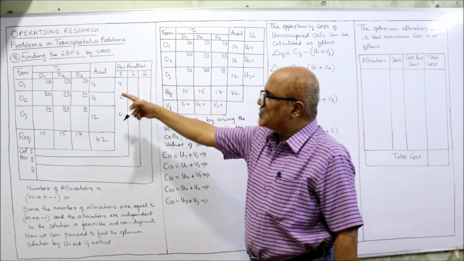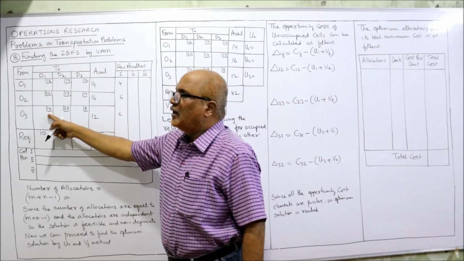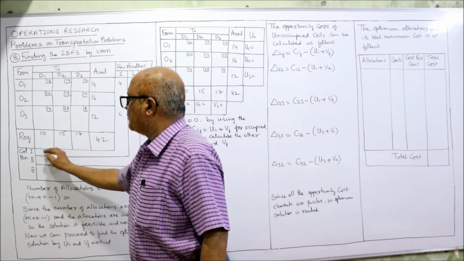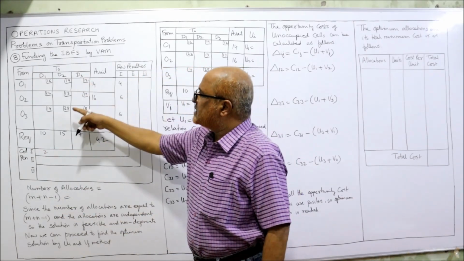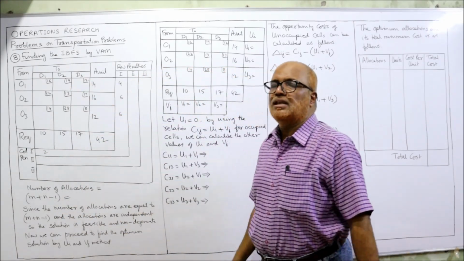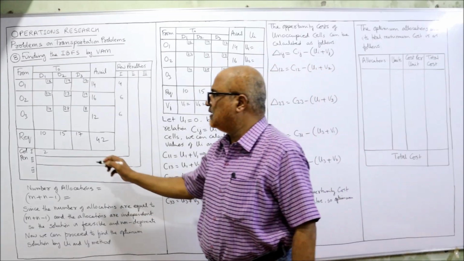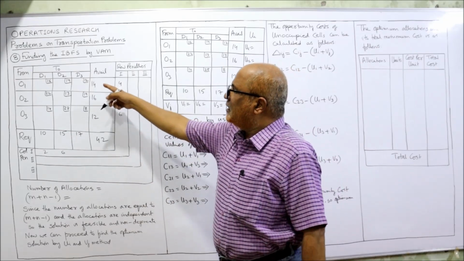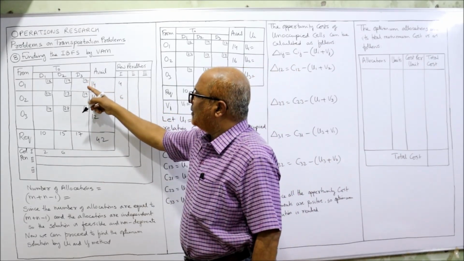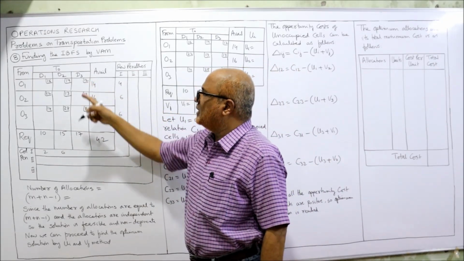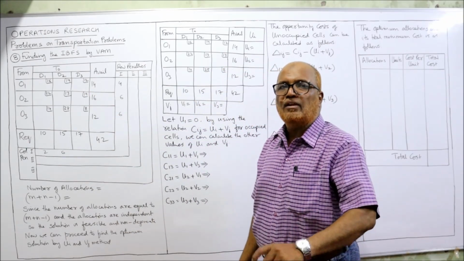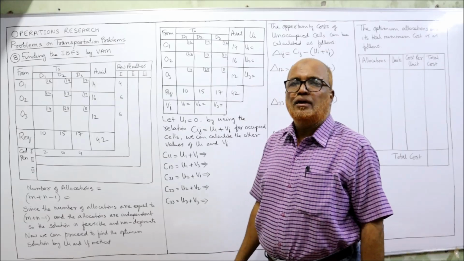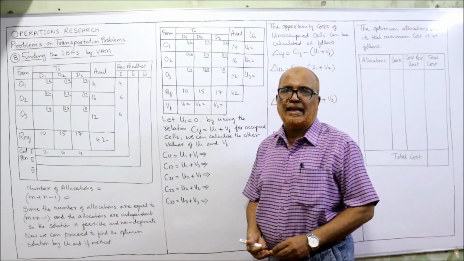Now column penalties. First column minimum is 14. Next minimum is 16. 16 minus 14, 2. Here the minimum is 13. Next minimum is 19. So 19 minus 13, 6. Right? Next, here the minimum is 8. Next minimum is 12. So 12 minus 8 is 4. That's all.